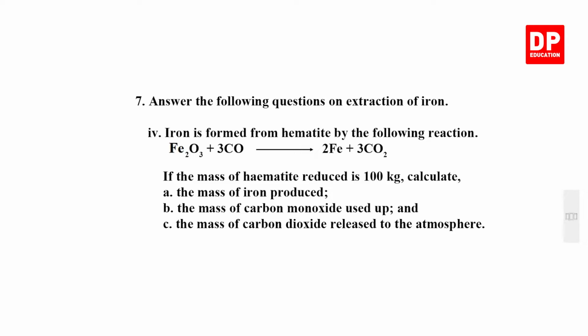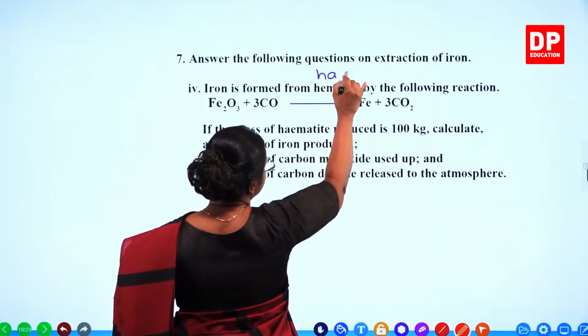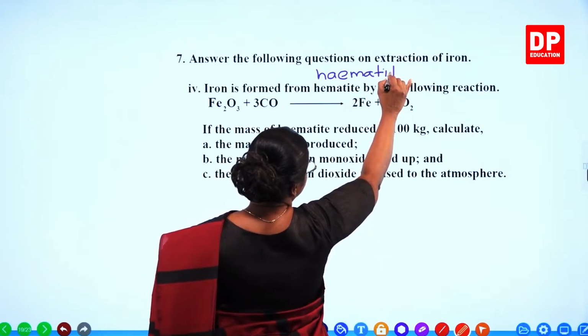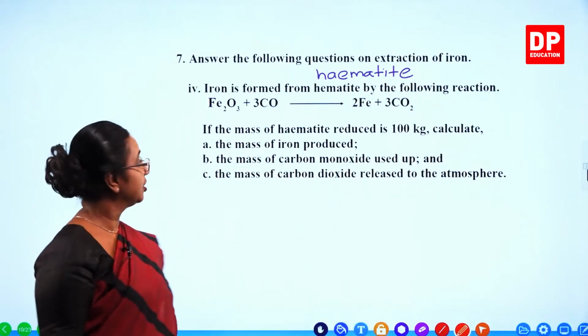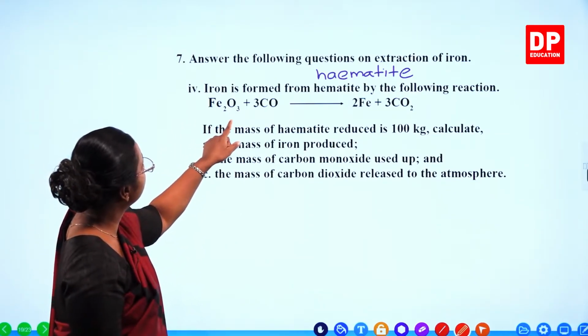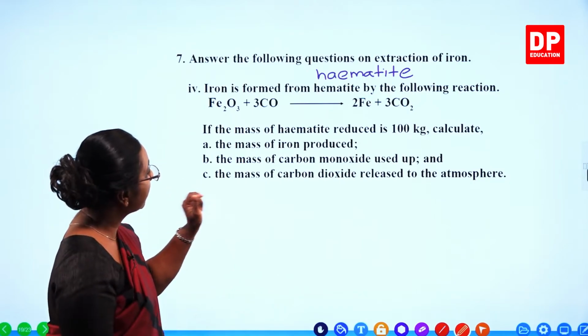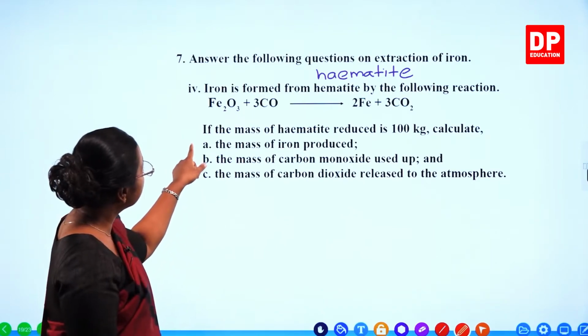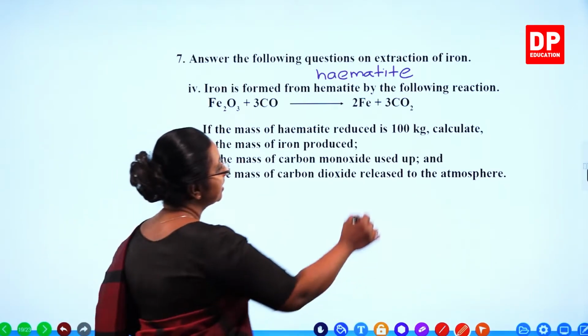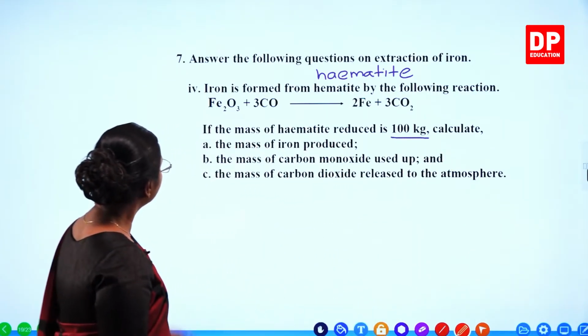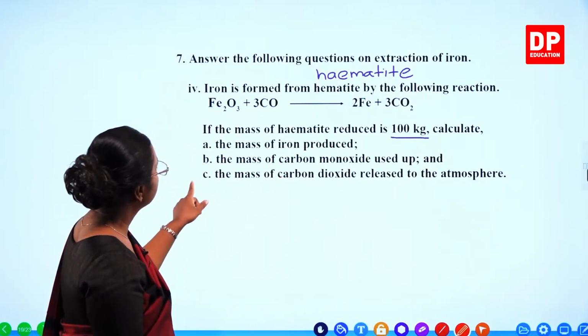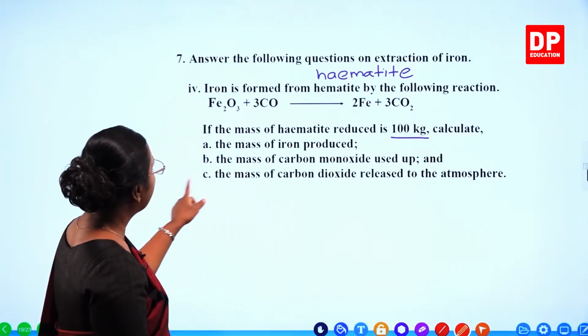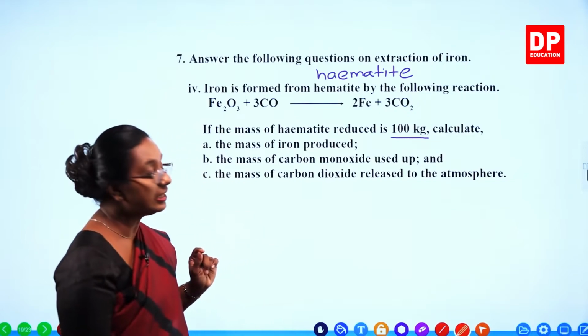Then the same question, part 4. I'll read the question here. Iron is formed from hematite, H-A-E-M-A-T-I-T-E, by the following reaction. The reaction is given to you: Fe2O3 plus 3 carbon monoxide, giving rise to 2Fe plus 3 CO2. And the questions under that: if the mass of hematite reduced is 100 kilogram, calculate first the mass of iron produced, the mass of carbon monoxide used up, and the mass of carbon dioxide released to the atmosphere.